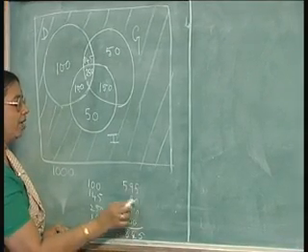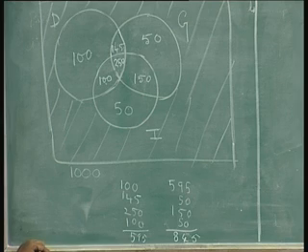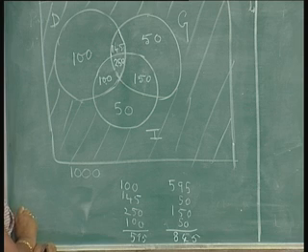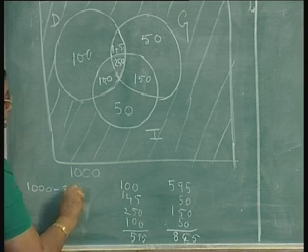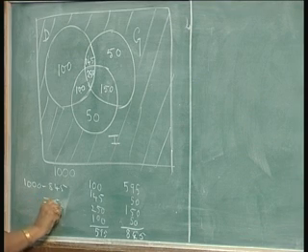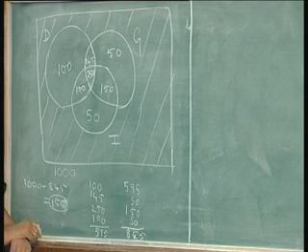250, 350. So, the number of people who are not Democrats, who do not wear glasses and who do not wear ice cream will be 1000 minus 845, which is 155. This is the answer. And the second part is, what is the number of Democrats who do not wear glasses or who do not like ice cream?